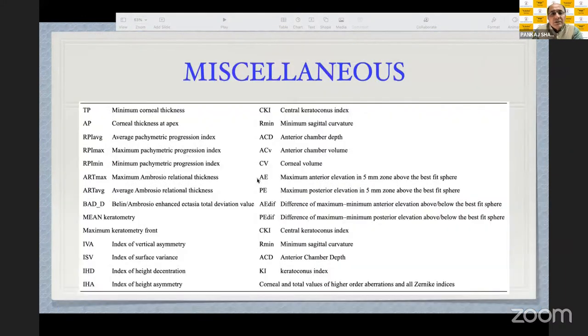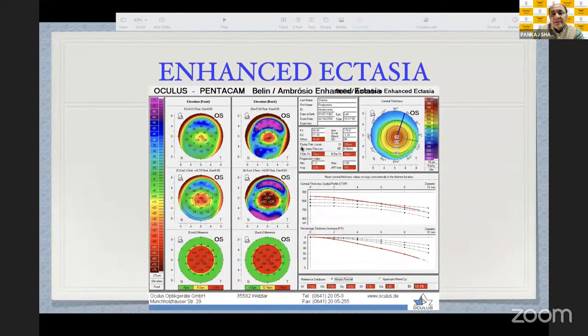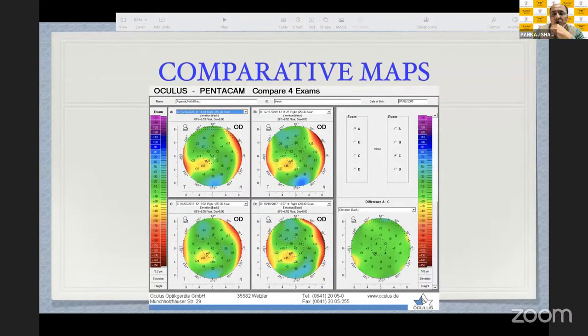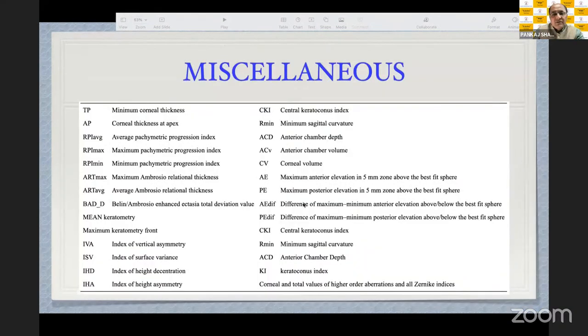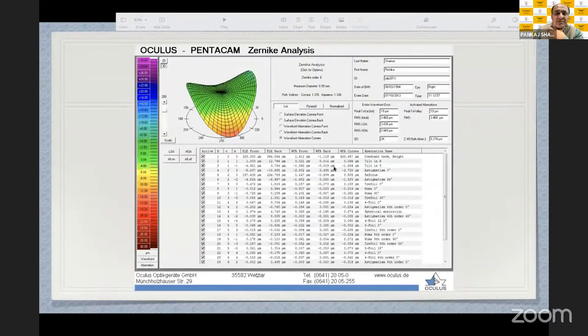Okay. Then there are so many other things, for example, here, Kmax, Pachy Thin Progression Index, Minimum ART. There are so many DF, DB. You don't need to memorize everything. You just need to have this table and the values. These values are only used in doubtful cases. And these are the subclinical versus control. This is given in every book. You can paste this wherever you're doing the topography, and in doubtful cases you can just see whether there's any progression or not.